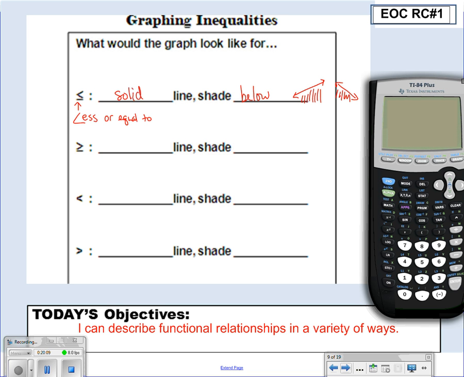So if the top one has a funny letter L for less than, then the other one has to be greater than. So this is greater than or equal to. That means, again, line underneath means it's solid. And since it's greater than, it's shaded above. So again, a solid line, the shading will be above. Could be a negative slope solid line with the shading above.